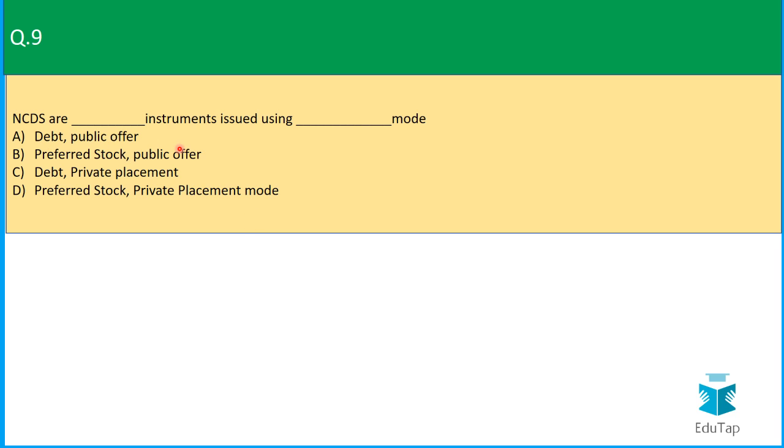NCDs are basically debt instruments. They are not a preferred stock or equity. NCDs are debt instruments and they are issued using private placement mode. So the answer is option number C.